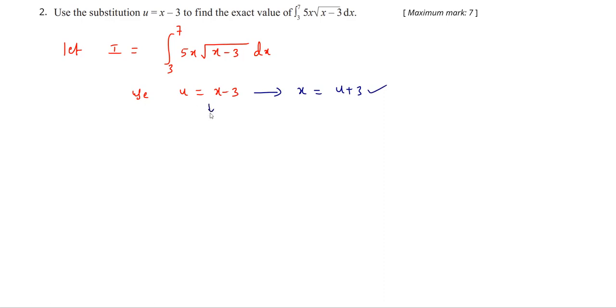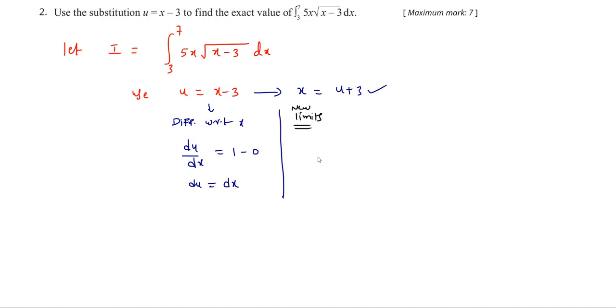Now, differentiating with respect to x. So what do you get? du by dx is equal to 1 for the differentiation of x, and 0 for the differentiation of 3. Now, just take dx to the other side, and I get du is equal to dx. Now, along with that, we even have to change the limits also, guys. See this? I'm changing the limits. New limits I'm calculating.